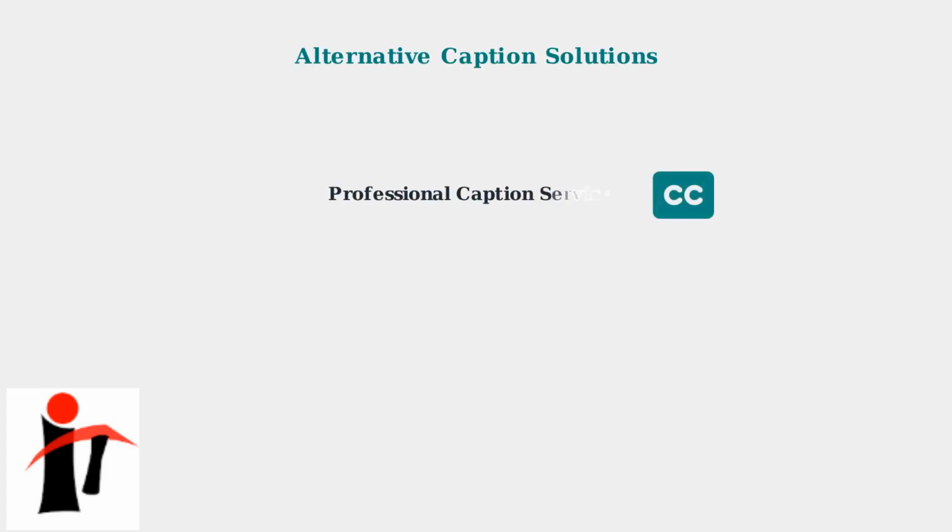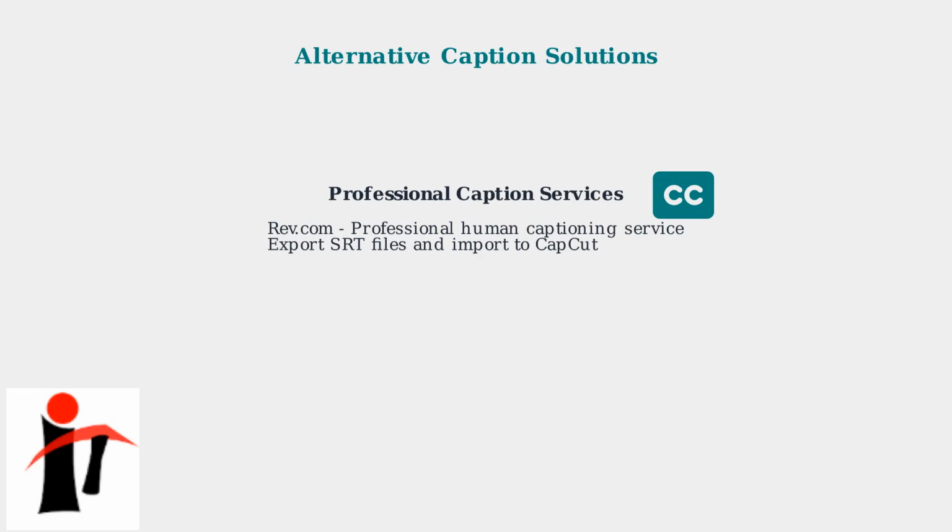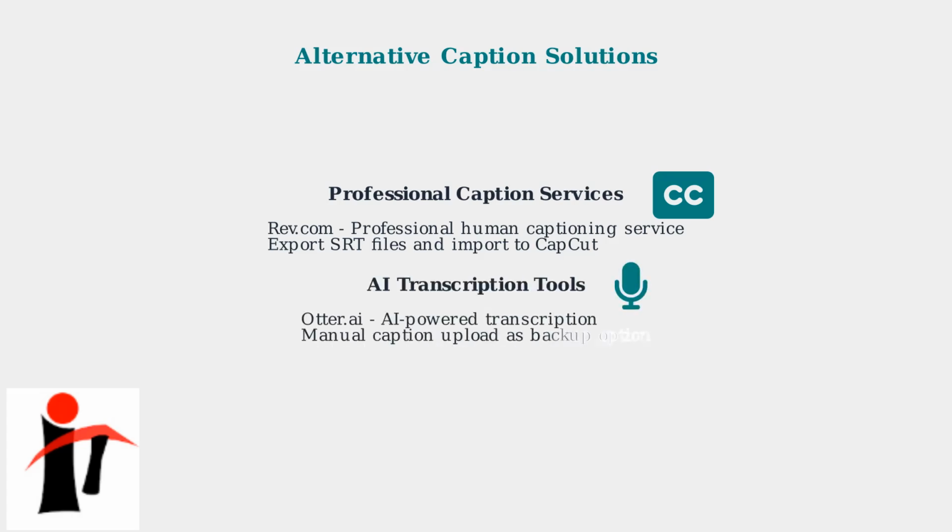If auto captions still fail after trying these solutions, consider these alternative approaches using third-party caption tools. When CapCut auto captions continue to fail, you can use third-party tools like Rev for professional caption services or Otter.ai for AI-powered transcription that you can then import into CapCut. You can also manually upload caption files if you create them using external tools, or use CapCut's manual caption feature as a backup option when auto captions aren't working.